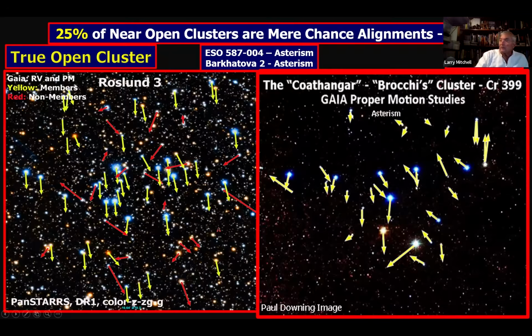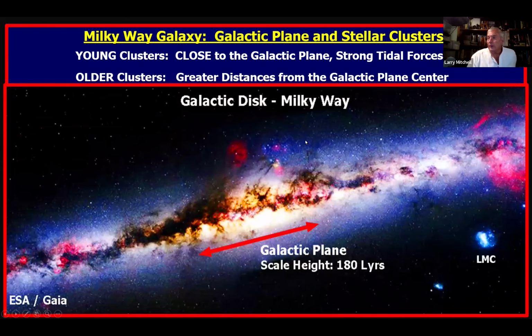So that's some of the benefit that we get from Gaia. It's also doing studies on 500,000 quasars and a lot of other aspects, too many of which to go into here. The Milky Way galaxy, the galaxy plane is very thin.